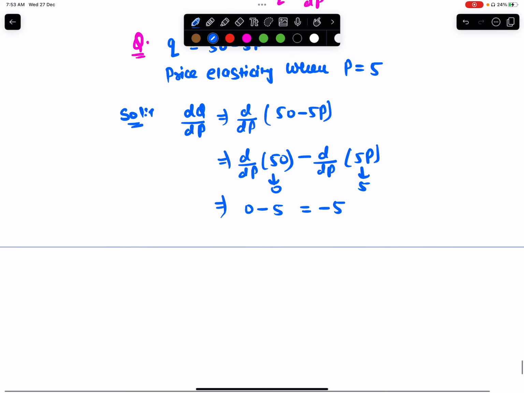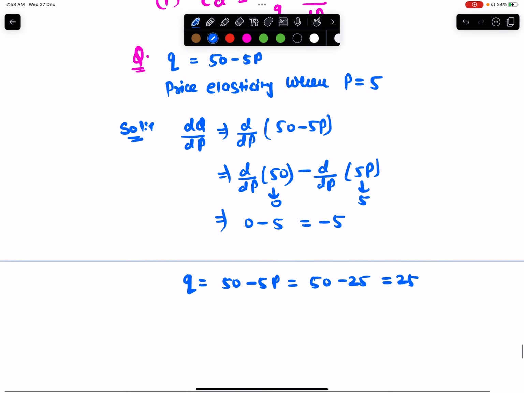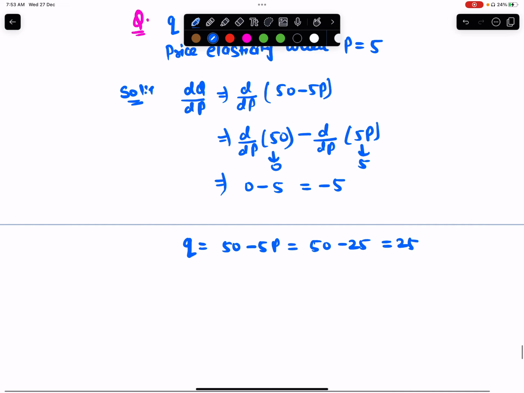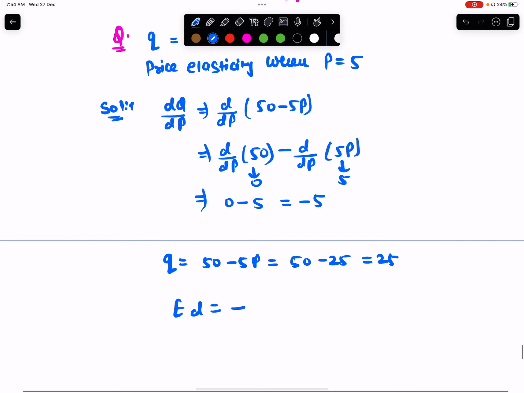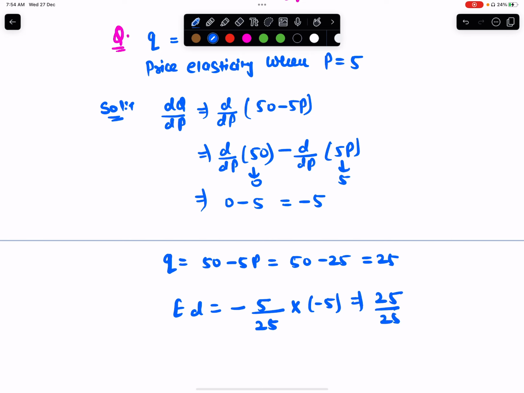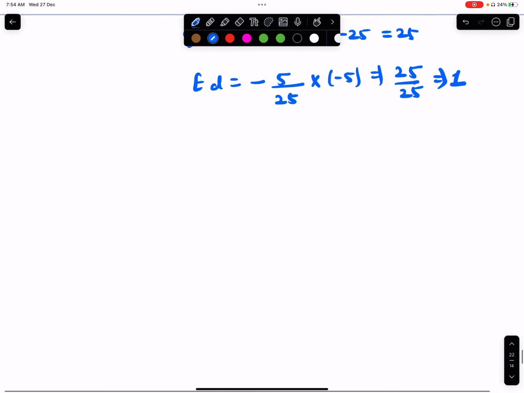Now what is the value of q? 50 minus 5p. Putting the value of p as 5, 50 minus 25, that is equal to 25. So we get the value of q. So what will be the value of elasticity of demand? Minus p, that is 5, q is 25, into minus 5, that is 25 by 25. What will we get? Equal to 1. So elasticity of demand is equal to 1.